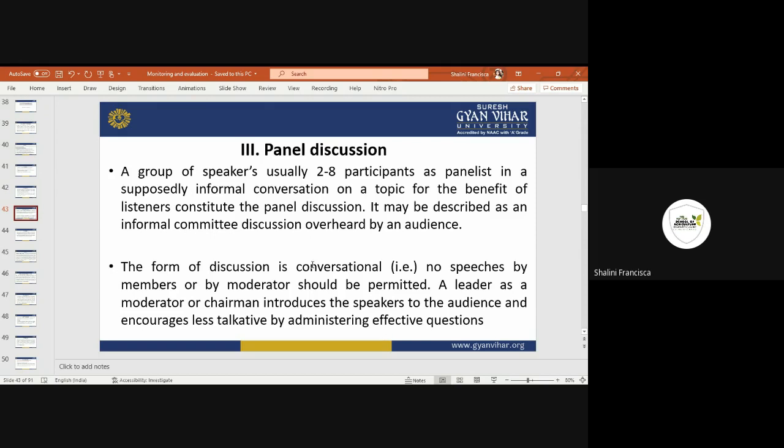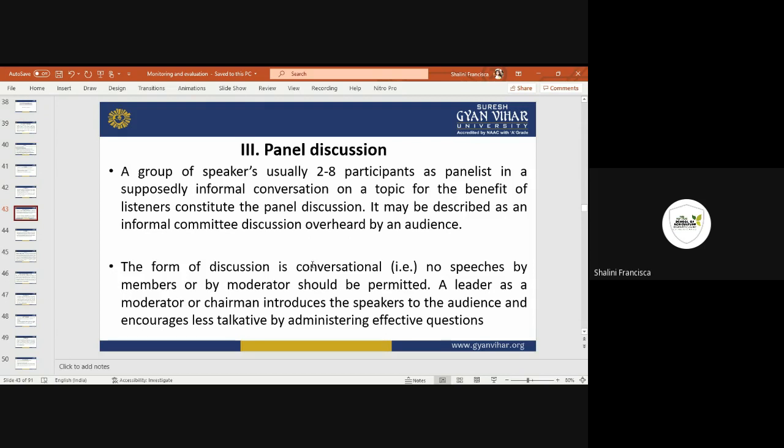The third small group contact method is panel discussion. A group of speakers, usually 2 to 8 participants, are panelists in a supposedly informal conversation on a topic for the benefit of the listeners. This constitutes the panel discussion. It may be described as an informal committee discussion overheard by an audience.